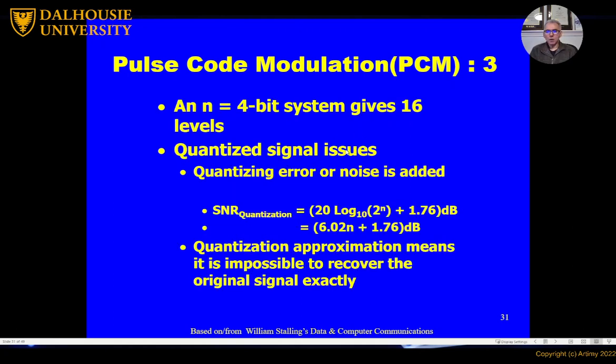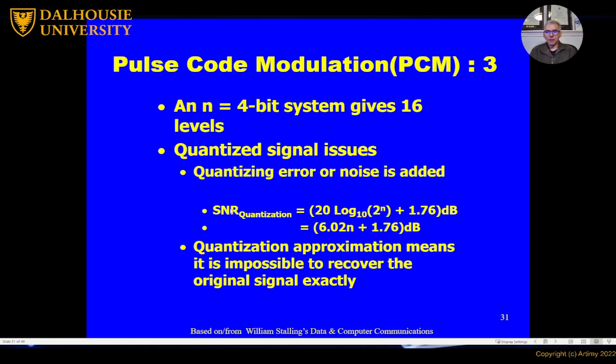So I mentioned earlier that the quantization introduces error, right? No matter what I do, as long as I have a fixed number of levels, I have to introduce errors, because there will never be a case where I can represent a real number exactly in binary. So I have to lose some of the information.